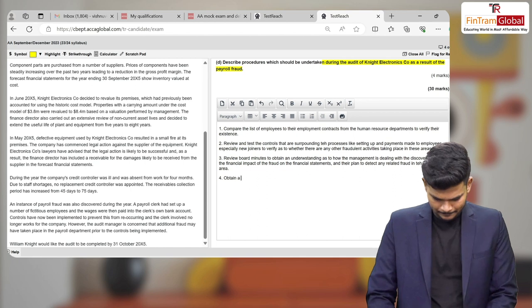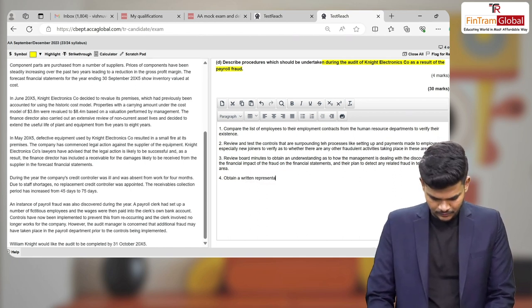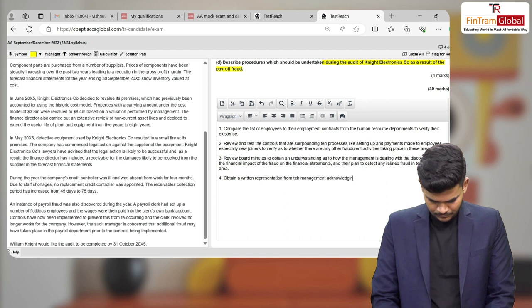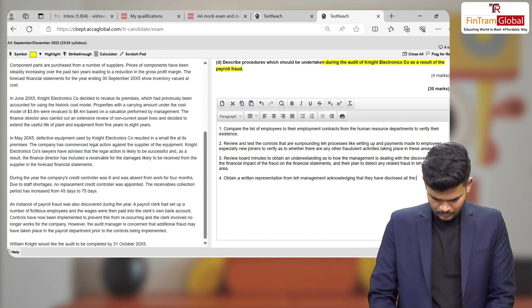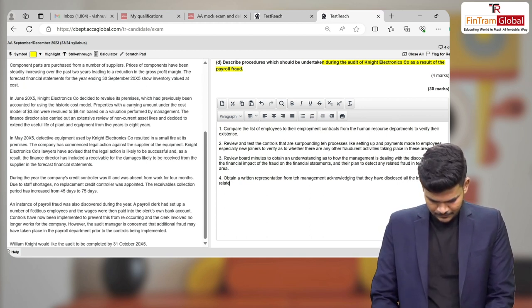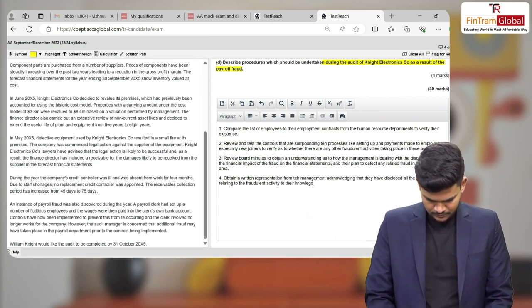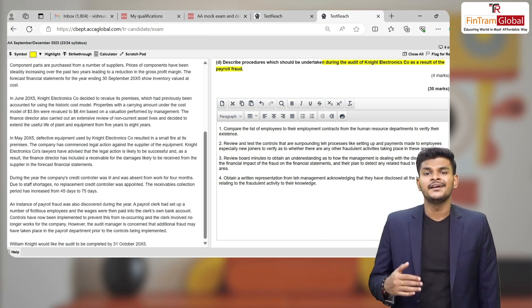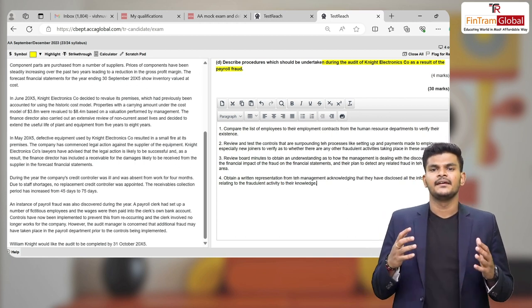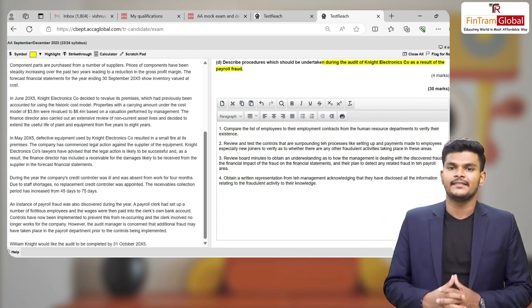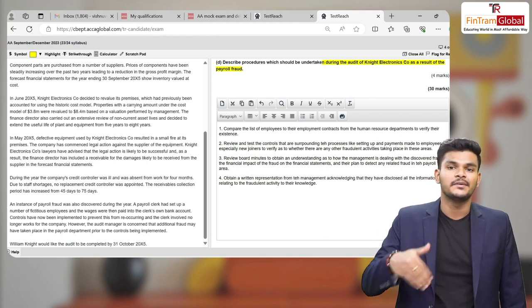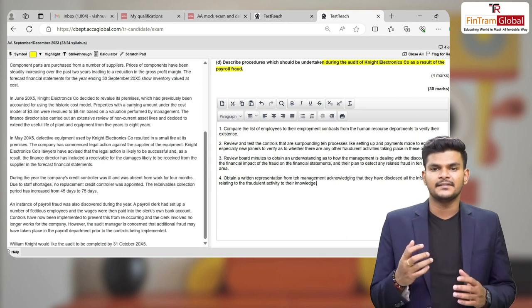And finally, what we could do is always obtain a written representation from the management acknowledging that they have disclosed all information relating to the fraudulent activity to their knowledge. Okay, folks, this particular supporting evidence can also be obtained just to ensure that the management is acknowledging that they have disclosed everything. Have they communicated all information in relation to the fraud that they've identified? So that's basically the idea over here.